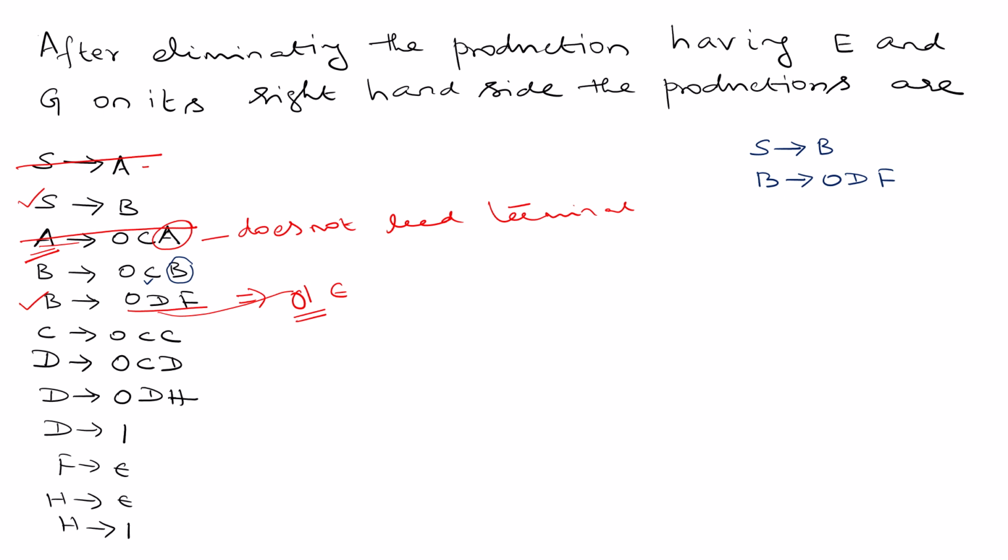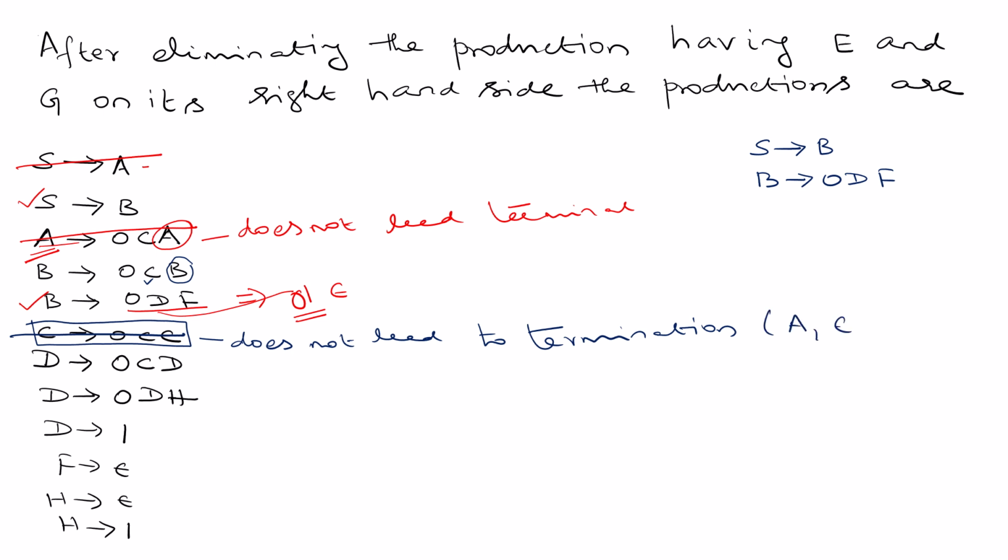Now we want to check for C, whether C is leading to termination. So when we consider our C, we are having the production C implies 0C, and C has only one production, and C is appearing again on its right hand side. So this definitely does not lead to termination. This also does not lead to termination, and hence we want to remove this production. So based on this, we obtain that A and C are not useful variables in the grammar. So we want to eliminate all the productions involving A and C.